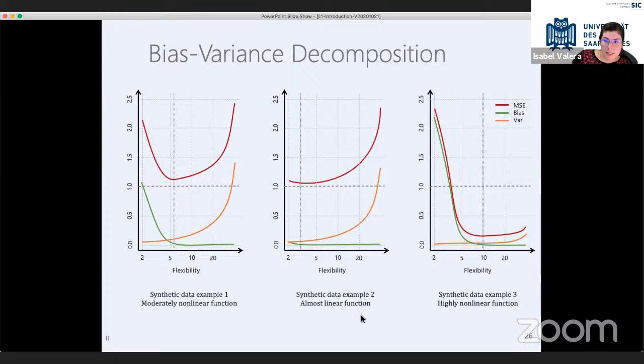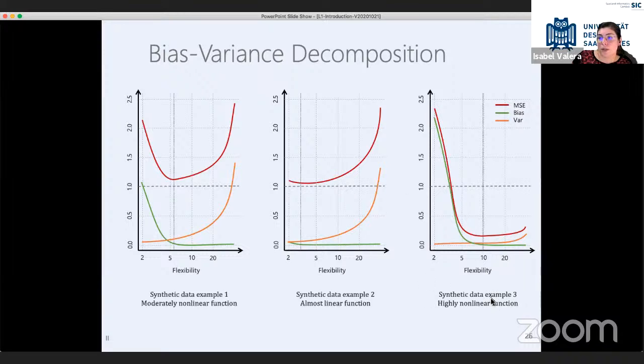And this is the case also in the almost linear case, where it is very clear that if you get a very small or a little flexible method, like for example a linear model, since your data are almost linear, you do quite a good job in terms of both variance and bias. So if you have linear data, you would like to be here, right?